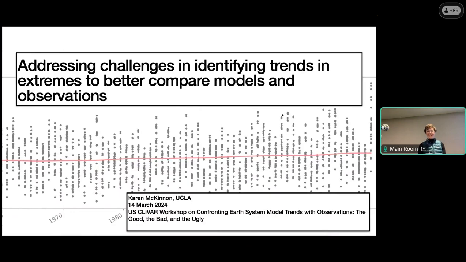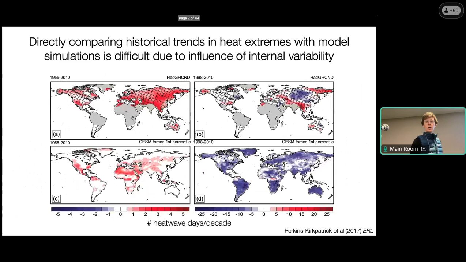I have kind of a mouthful of a title here, but what I want to think broadly about in this talk is what are some of the specific challenges in quantifying transient heat extremes, because that's quite important for our ability to even think about how we compare models and observations. The first one, which Eric already nicely alluded to, is that once we get to extremes, the contribution of internal variability gets even larger than what we had for the mean.